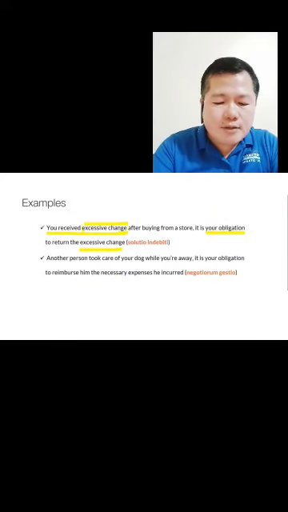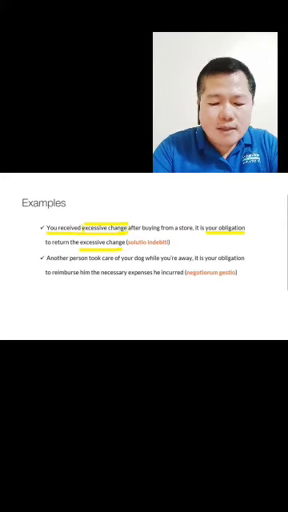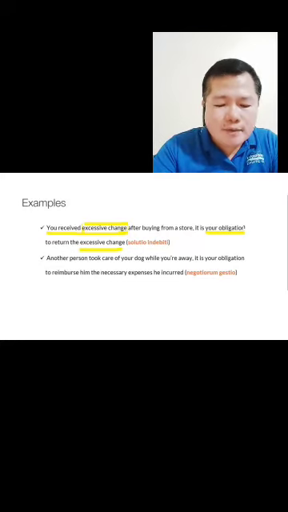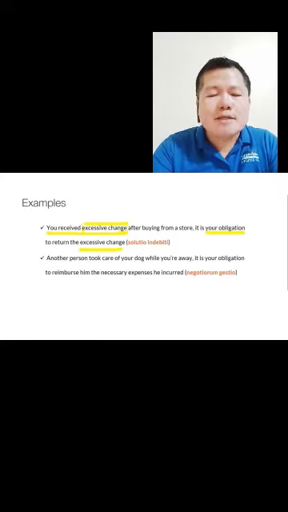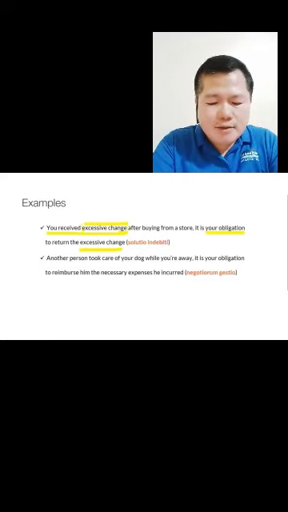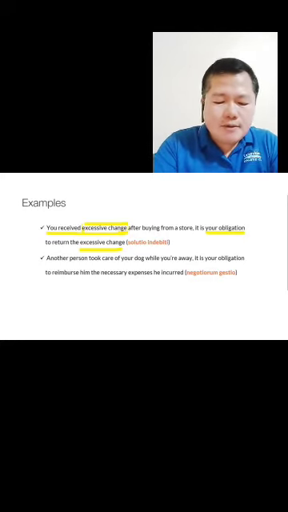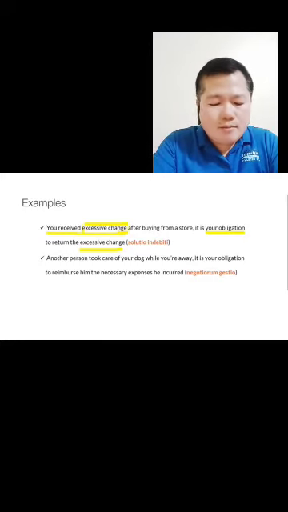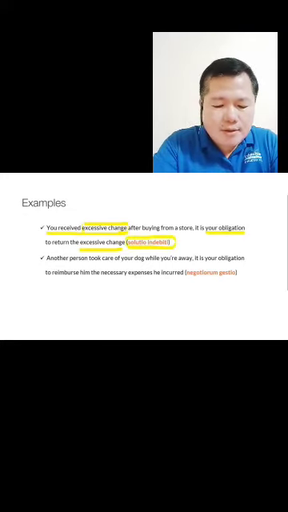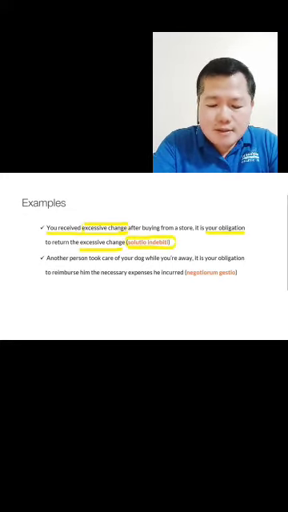So let's analyze the situation. If you receive the excessive change, you benefited, right? But that benefit is unjust, or di makatarungan, kasi wala kang kahirap-hirap na naka-receive ng pera. Although maliit lang yun, pero naka-receive ka pa rin ng pera. Pero kanino yung expense? Expense po ni store owner or ng tindera. So you are obliged to return the money because of that core principle. So notice, there is a word solutio indebiti. This specific example is solutio indebiti.